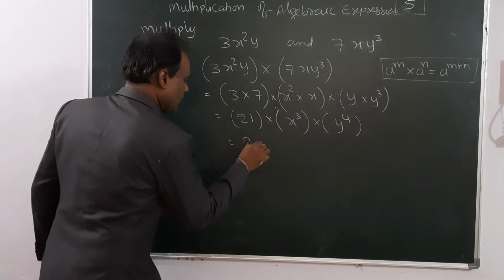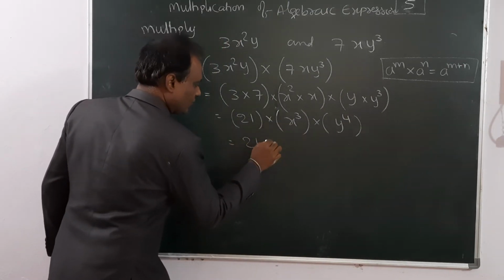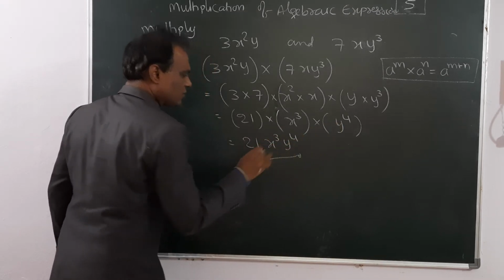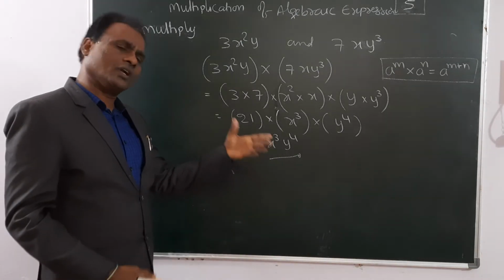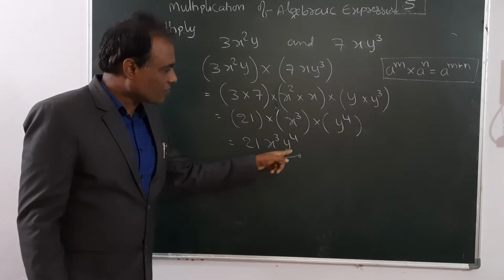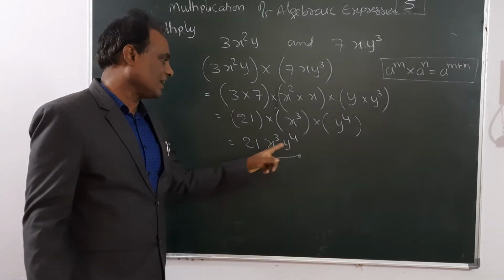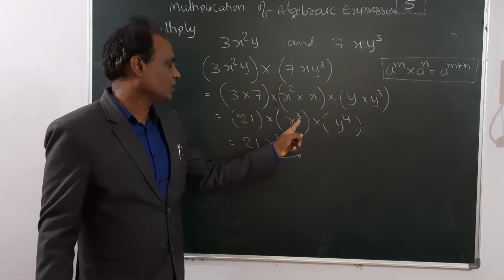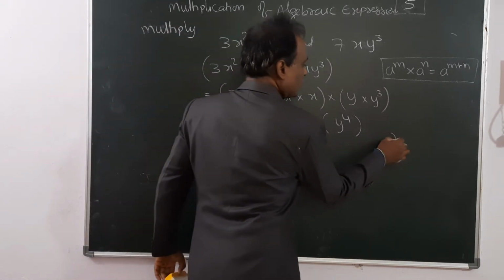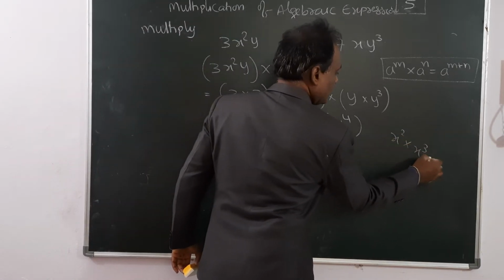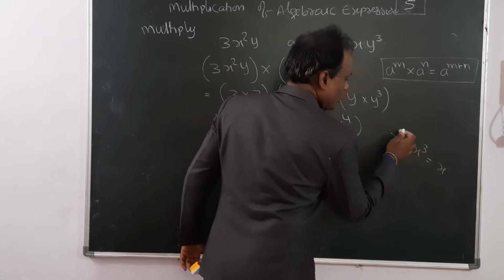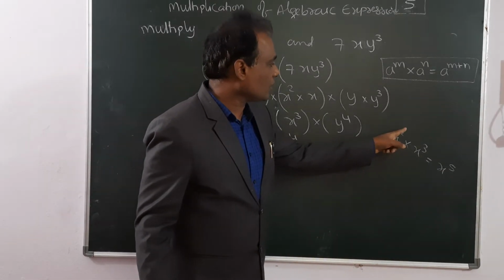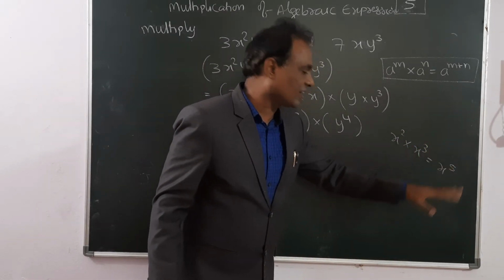So 21 into x cube into y power 4. We can't simplify this as it is. 21 x cube only, x cube into y power 4. We can't multiply these two because if bases are same, we can simplify by adding the powers. So see, x square into x cube: bases are same, powers are added, 2 plus 3, 5, x power 5. We can simplify like this.